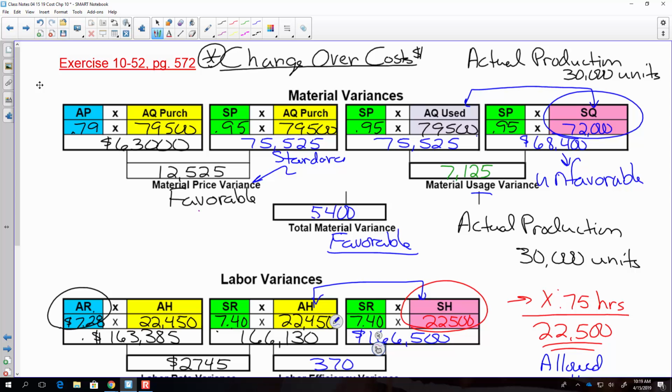Who is responsible for the price variance, since we're here? Purchasing. So you'll need to know that as well. So how did purchasing do? That's pretty good, right? It's favorable, looks good. Who's responsible for the usage variance? Production, right? So please know that.